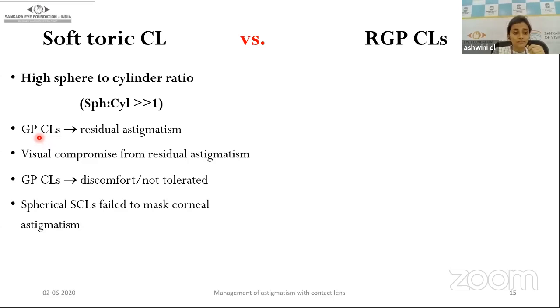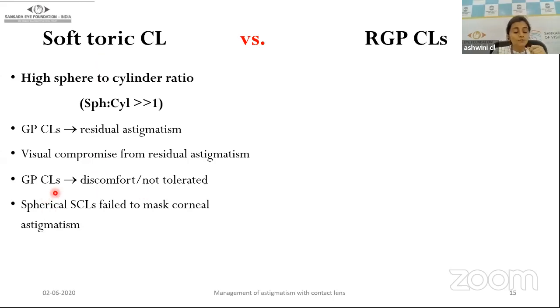Also, in a particular astigmatism, when we give gas permeable contact lenses and there is still residual astigmatism, that is, we corrected a certain amount of astigmatism with the RGP lens but a small amount still remains on the eye, we consider that a residual astigmatism. In this condition, it is better to go with the soft toric. Sometimes, because of this residual astigmatism, there is a chance of compromised vision. In that condition also, go with the soft toric.